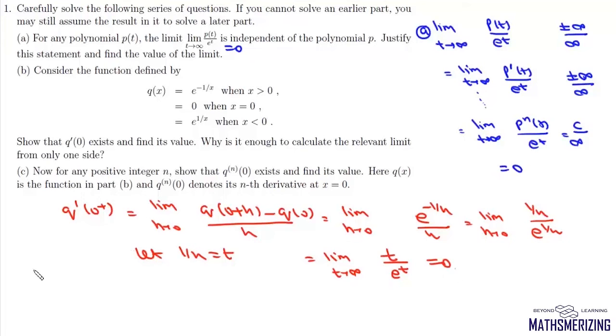Now we need not calculate q dash 0 negative as this given function is an even function. So suppose we have to find the value of q(minus 2), it will be e to the power minus 1 by 2, which is the same as the value at 2. So this given function is an even function, so we just have to calculate the limit from only one side. So this q dash 0 exists and its value is simply 0.